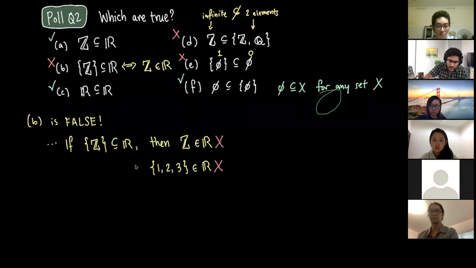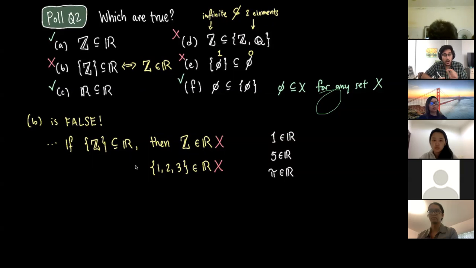This one's also false, right? Here what we can say is that 1 is an element of R. Let's say 5 is an element of R. Pi is an element of R. For example, all these numbers individually are elements of R, but a set of numbers is not an element of R. It's a subset of R, right? 1, 2, 3 is a collection of real numbers, so it's a subset of the real numbers. That's a true statement. There's a difference between element and subset. Element means a single thing in there. Subset means a collection of things in there. It could be a collection of single things, right?